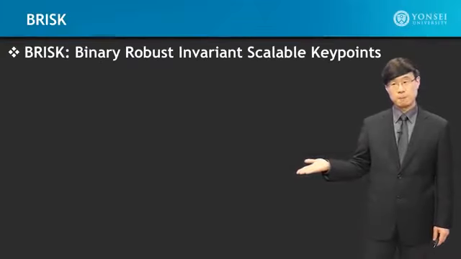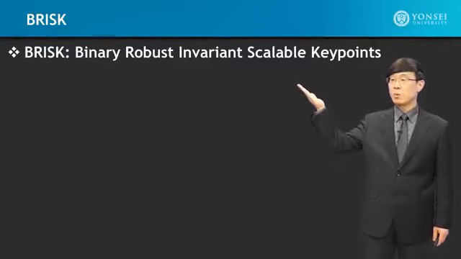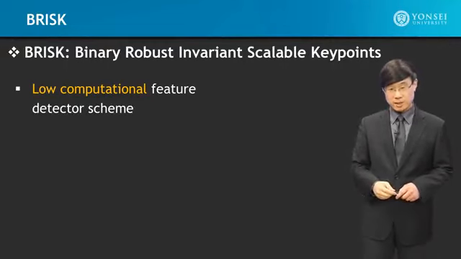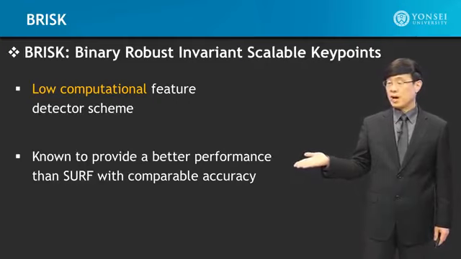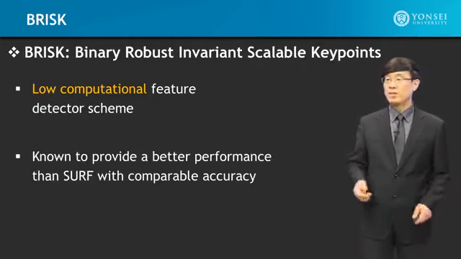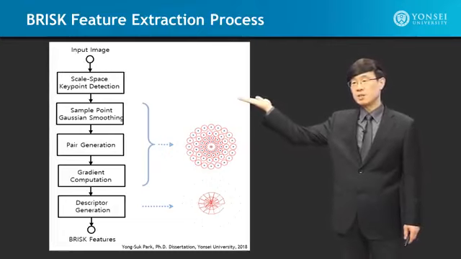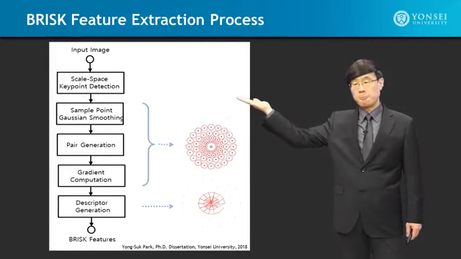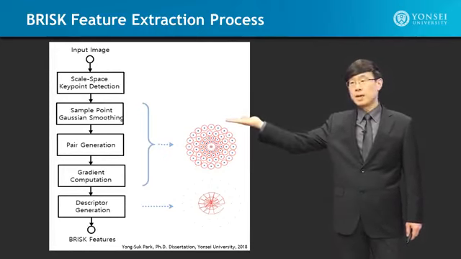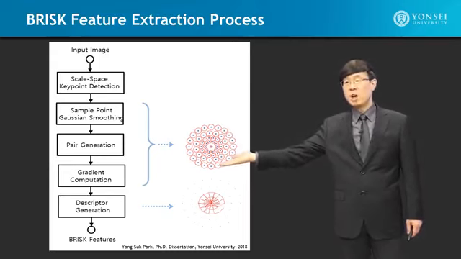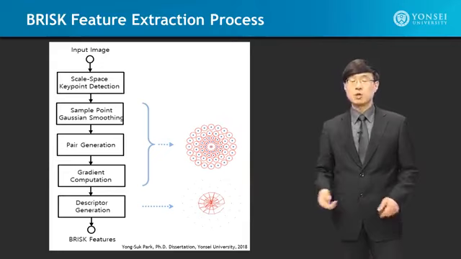BRISK stands for Binary Robust Invariant Scalable Key Points. This is a low computational feature detector scheme known to provide better performance than SURF with comparable accuracy. Looking into the mechanism, it starts off with the scale space key point detection mechanism. Then you see sampling point Gaussian smoothing, followed by pair generation, gradient computation, then descriptor generation.